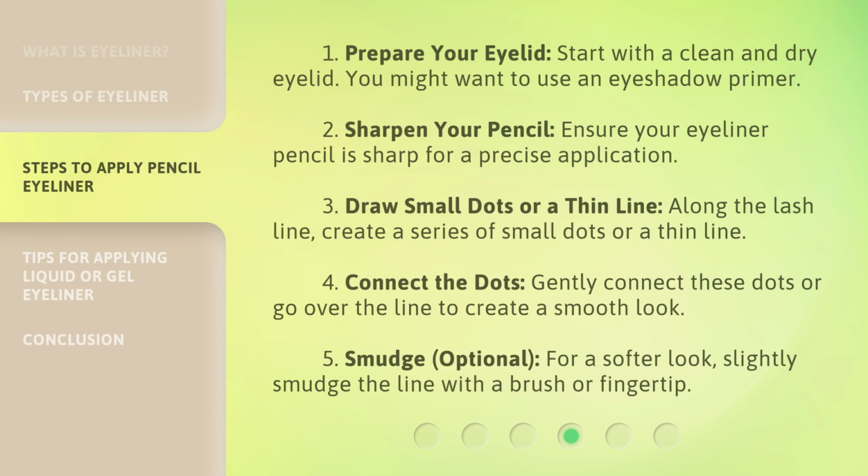1. Prepare your eyelid. Start with a clean and dry eyelid. You might want to use an eyeshadow primer. 2. Sharpen your pencil. Ensure your eyeliner pencil is sharp for a precise application.